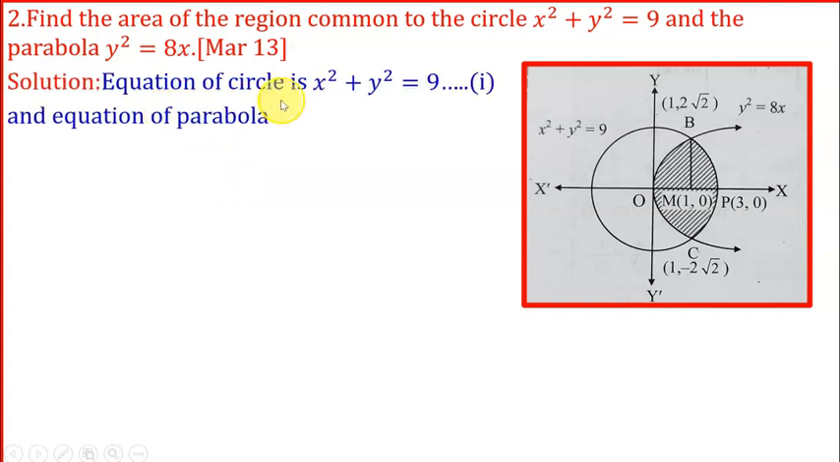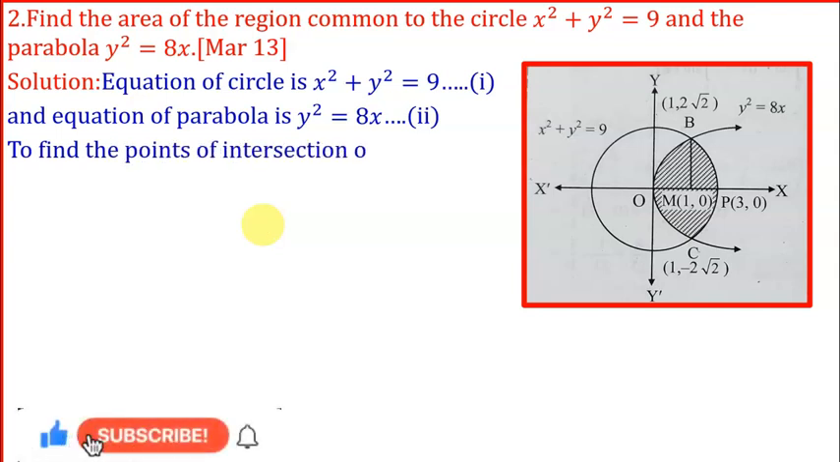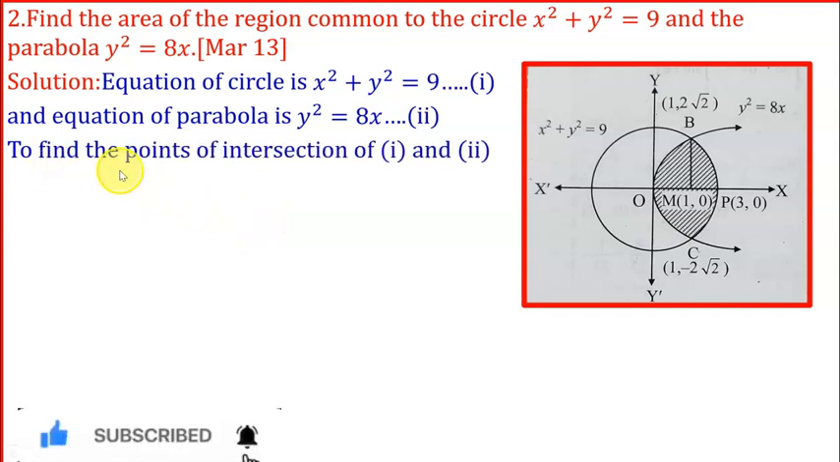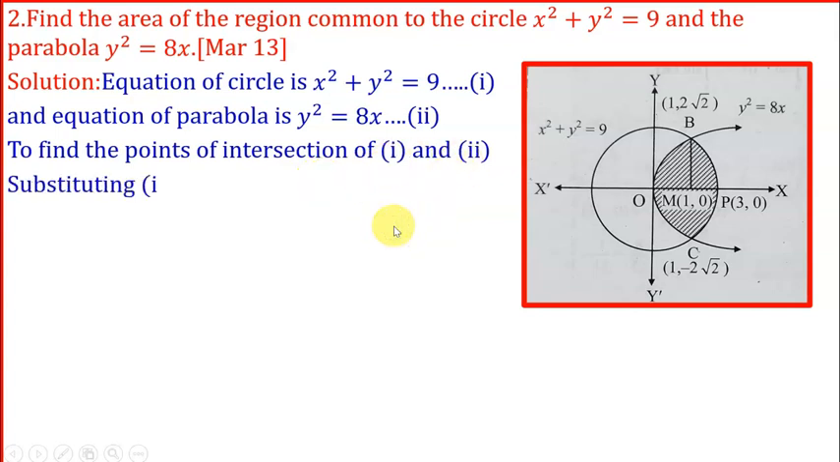See this here. The equation of the circle is x square plus y square is equals to 9, the first equation, and the equation of the parabola is y square is equals to 8x. To find the points of intersection of equation 1 and 2, substitute equation 2 in 1. Substitute the value of y square in equation number 1. Then you will get x square plus 8x, since y square is replaced by 8x. Take this 9 to the left hand side, it will become minus 9.